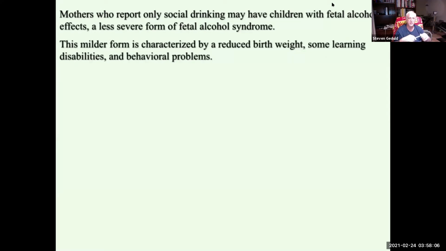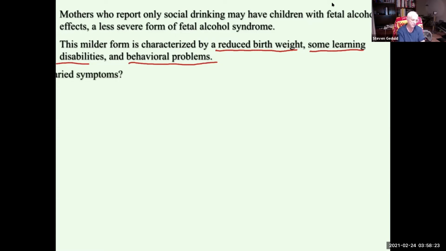Effect, I mean, if you have 1, 2, 3 drinks when you're pregnant, you can have fetal alcohol effects. You can have the same effects, but to a lesser degree, or not all the symptoms together. So this milder form is characterized by reduced birth weight, some learning disabilities, and behavioral problems when the child grows up. That's fetal alcohol effect. So only social drinking will cause that, not alcoholism.